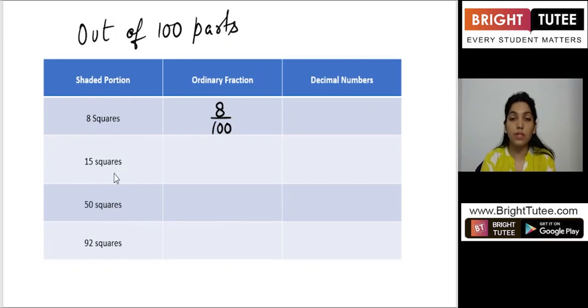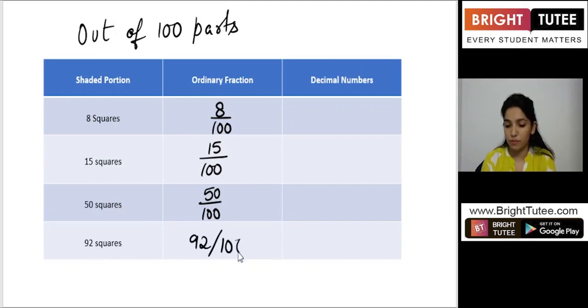Similarly, if you see 15 squares shaded, it will be 15 over 100. If you see 50 squares shaded, it will be 50 over 100. If you see 92 squares shaded, it will be 92 over 100. Right? Now, let's write these numbers in decimals. 8 over 100 is 0.08.